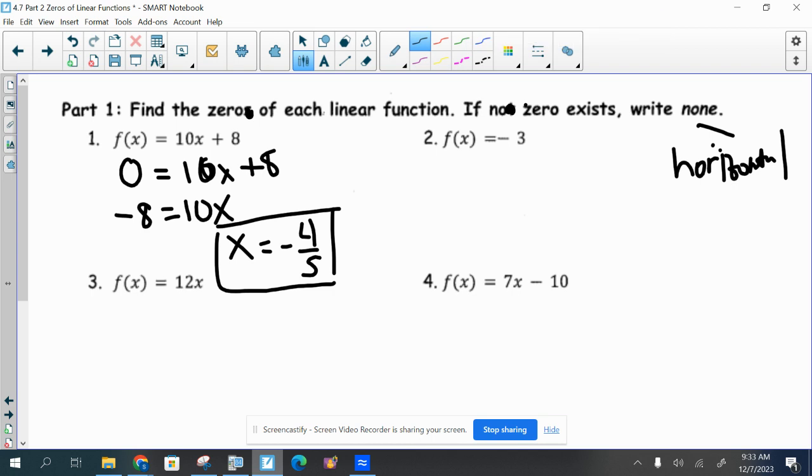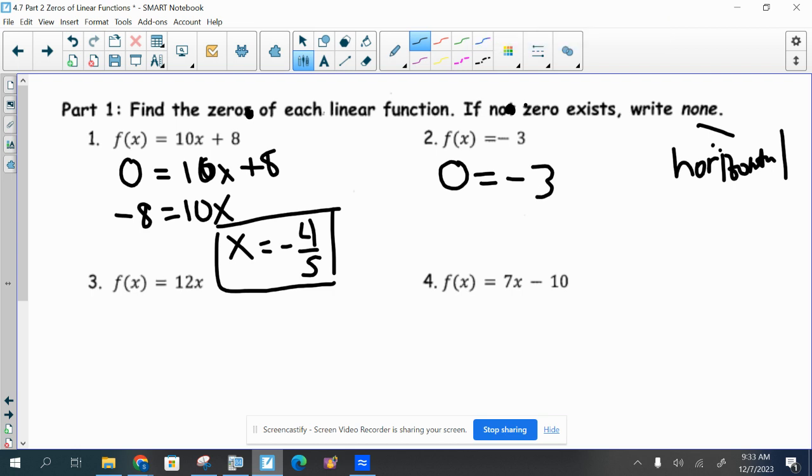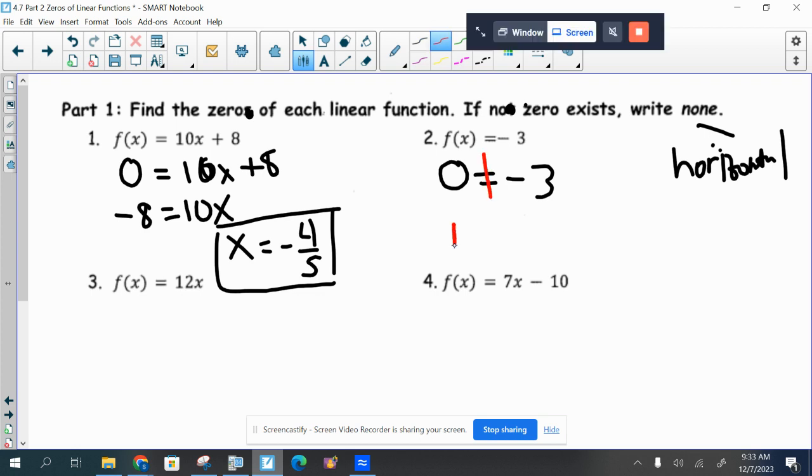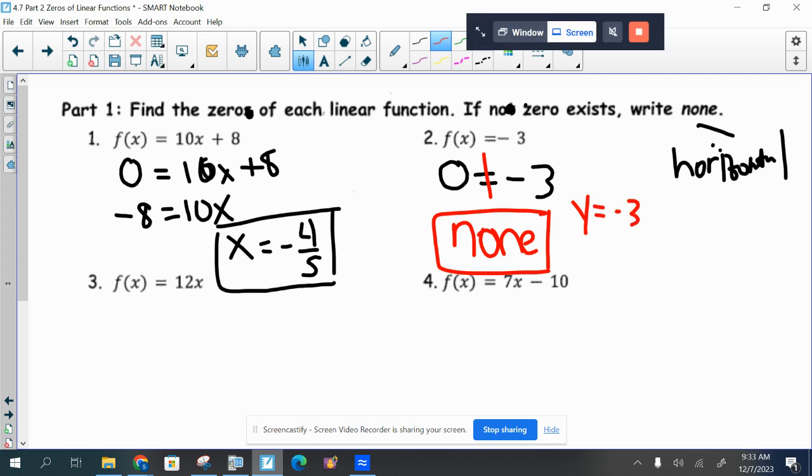Number 2, if I make f of x equal to 0, that would be 0 equals negative 3. Wait a minute, that's not true. Even if you add 3 over, you get positive 3 equals 0. So that's not true, which means that there would not be any zeros, so you would write none. And this means f of x equals negative 3 means y equals negative 3, and you know y equals negative 3 is the equation of a horizontal line. You should know that.